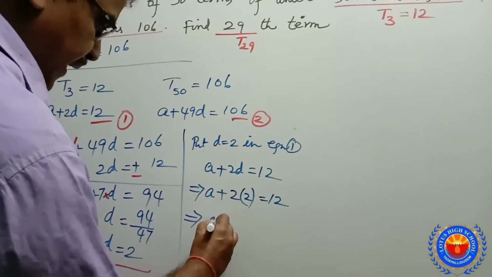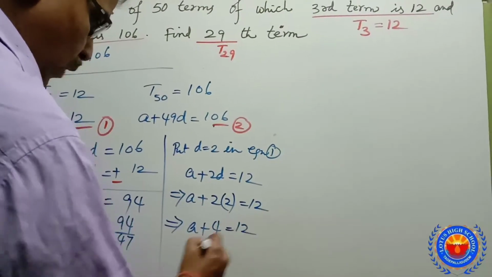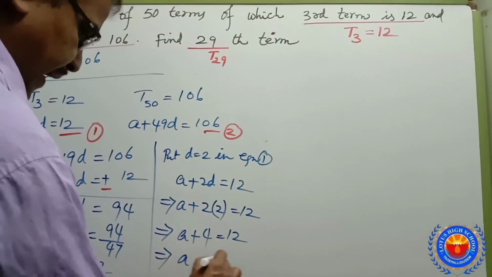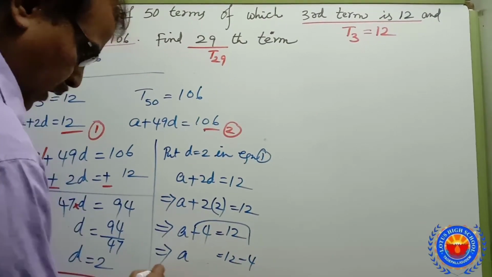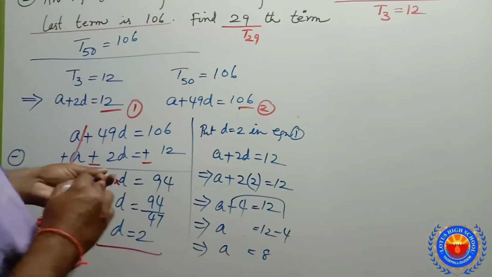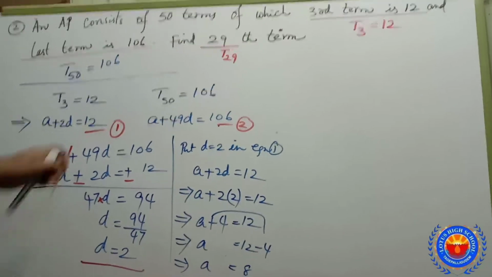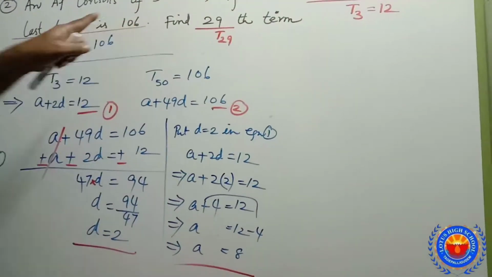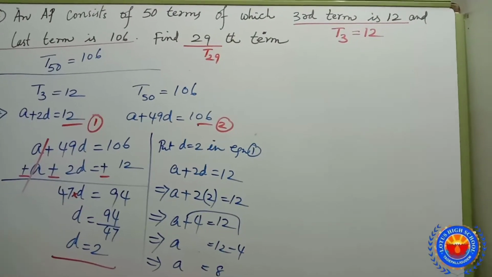That implies A plus 4, 2 2s are 4, is equal to 12. That implies A is equal to 12 minus 4, transposing, A is equal to 8. I got A value 8. By using the first condition and the second condition, I got the A value and the D value.